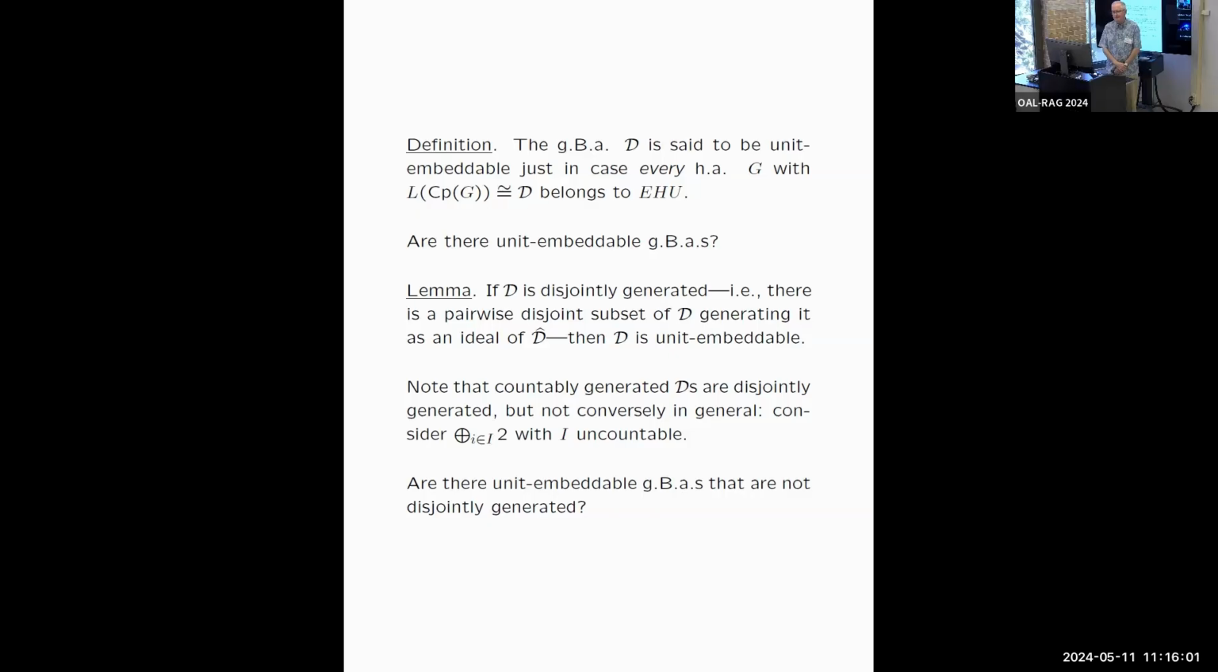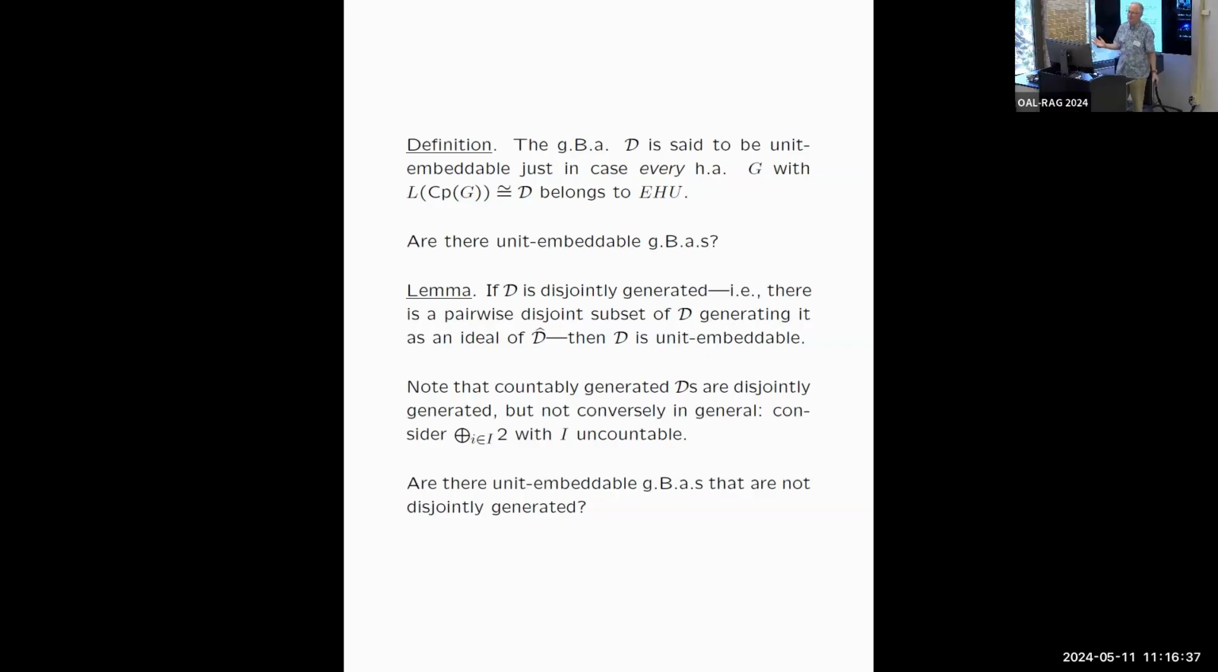Yes, well, any countably generated generalized Boolean algebra is disjointly generated. Okay. So for example, any countable D will work. Of course, countably generated doesn't mean countable. Because if you took the direct sum of countably many generalized Boolean algebras of any kind, that would be countably generated. So anyway, this gives you a lot of examples.